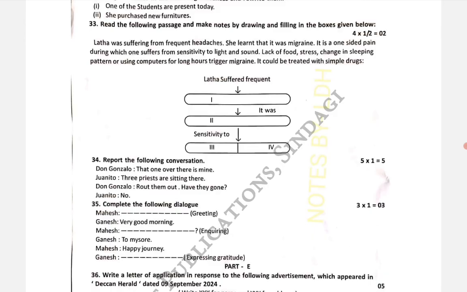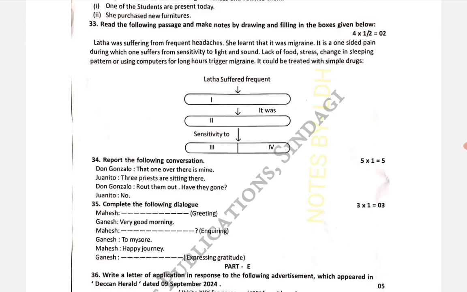Just kidding. Latha was suffering from frequent headaches. See, this is the paragraph. You have to make a note of it. This is a note making question, so you have to use this knowledge while preparing your answers. For every blank you will get half marks. That means you will have 4 blanks and you will get 2 marks. Latha was suffering from frequent headaches. So the first one is frequent headaches.